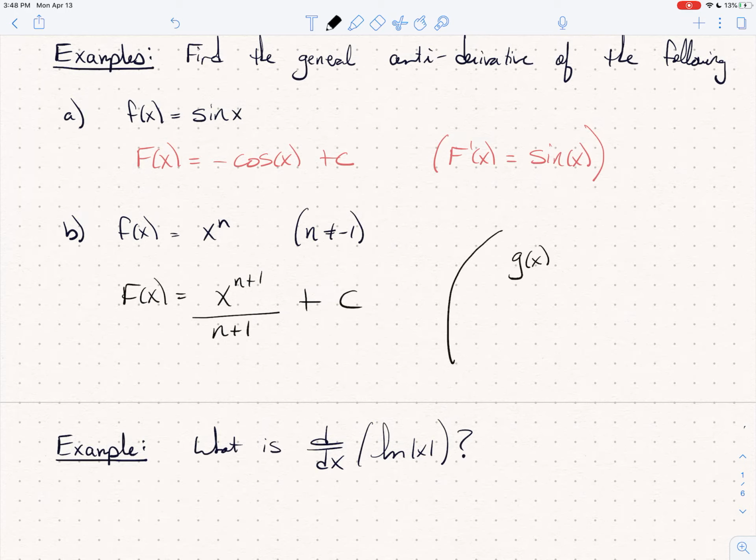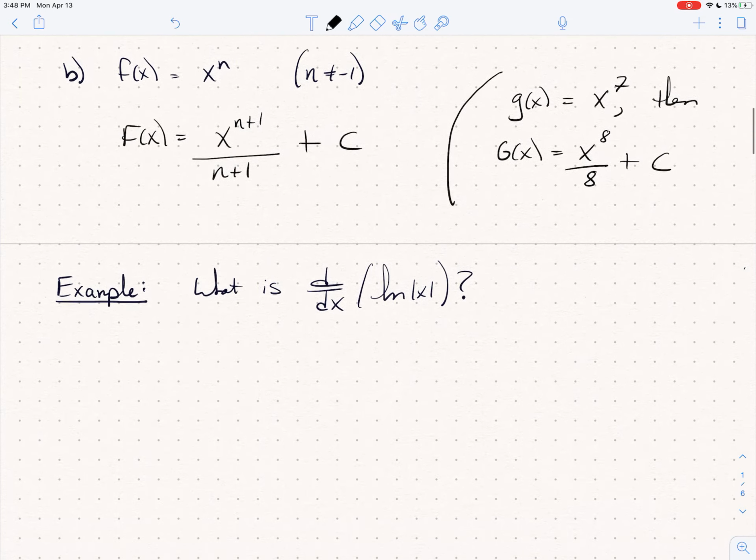Just to make sure we're crystal clear, if g of x is x to the 7th, then its general antiderivative would be x to the 8th over 8 plus c. And again, you can pick 0 for c or 1 for c or whatever you want.